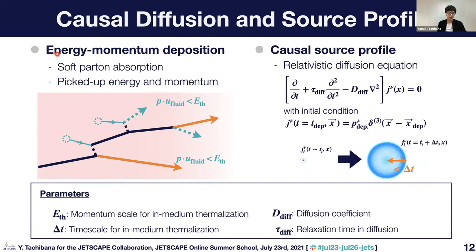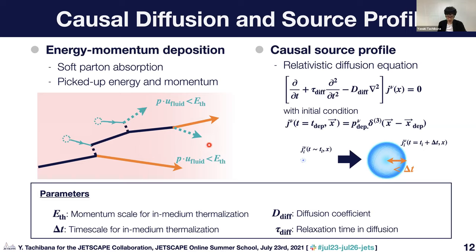So here we'd like to consider energy momentum deposition. Energy momentum deposition happens when we have very soft particles that are supposed to be absorbed in the medium. Also, when we pick up energy and momentum from the medium, those negative energies should be diffused in the medium. Here we have a predetermined parameter E_th. Let's say if the energy of the parton in the local rest frame of the medium is smaller than this predetermined parameter, then we assume that the parton is going to be absorbed in the medium.